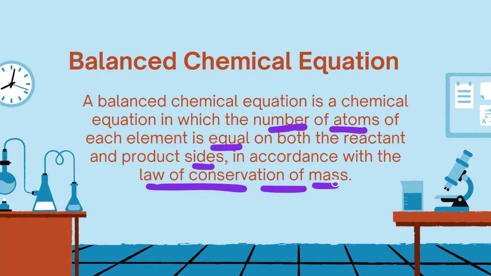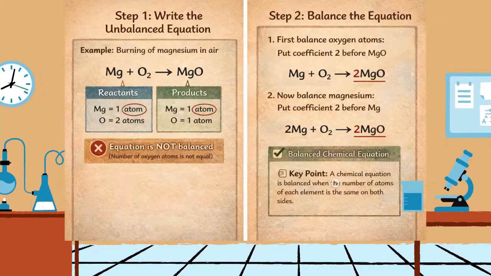That's why the number of atoms on both sides, that is reactant side and product side, should be equal for each element involved in that reaction, right? So that kind of equation is a balanced chemical equation. So now let's see how we balance an equation.